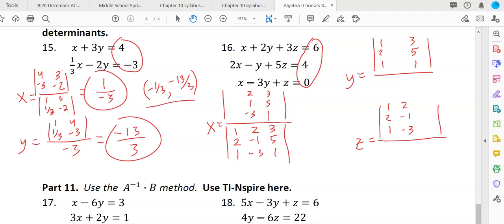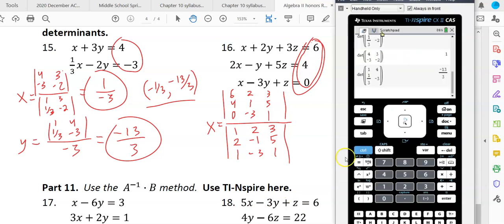Here, with my x's, I just set it up. I need to replace the constants in the x column, so this would be 6, 4, 0. Here in the y's, it would be in the middle column, 6, 4, 0. And here in the z column, it'll be 6, 4, 0. I'm going to do these separately on the calculator, so if you haven't done this before, you definitely want to go the separate route here.